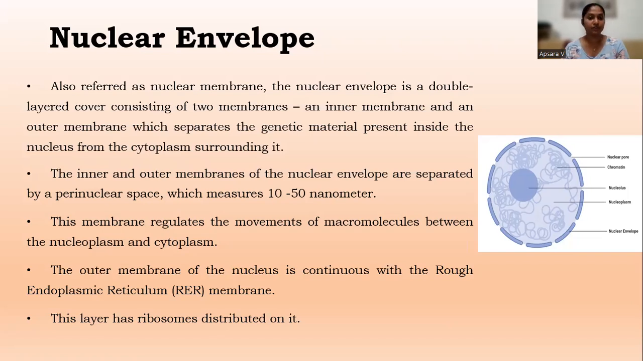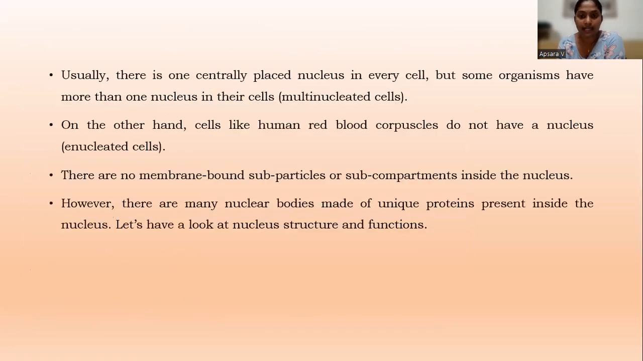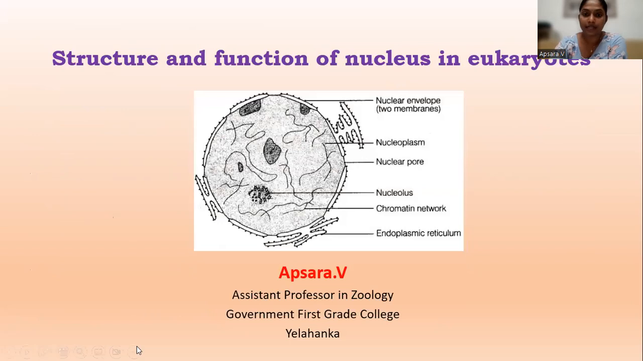The outer membrane of the nucleus is continuous with the rough endoplasmic reticulum membrane. This layer has ribosomes distributed on it. So this RER is not visible in the diagram, but if you see the image here, you can see this is the nuclear envelope, and the nuclear envelope can continue as endoplasmic reticulum. If the endoplasmic reticulum has ribosomes on it, then it is called as the rough endoplasmic reticulum.